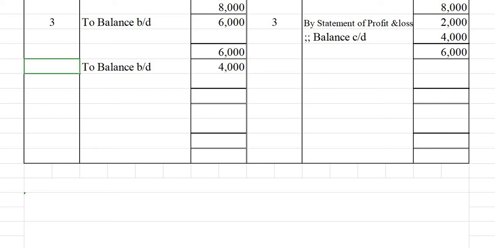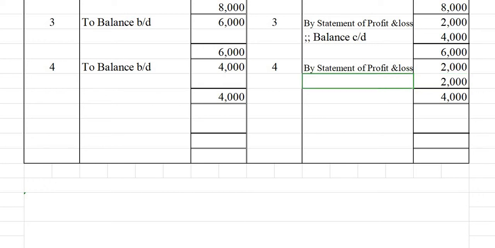That 4,000 is for the fourth year. Now in the fourth year again we have to write off discount. Discount for the fourth year will be written off from the statement of profit and loss. How much? 2,000 again. In the same order we will balance it, right? Balance is taken to the credit side. 2,000 is left as closing balance for the fourth year.